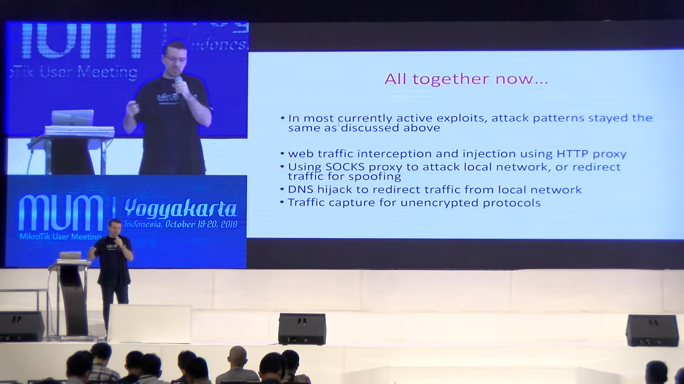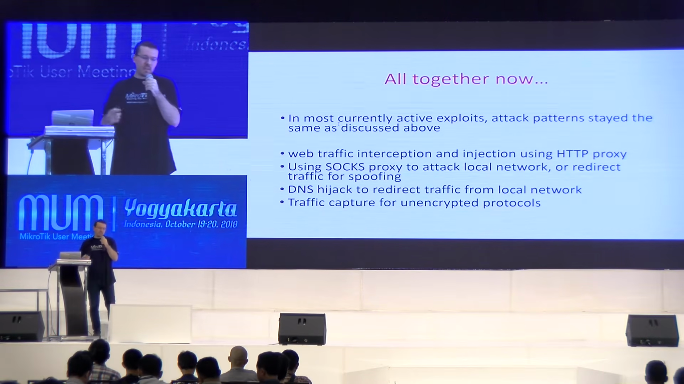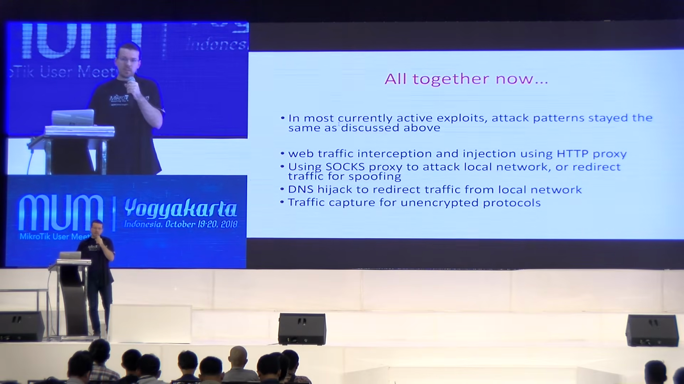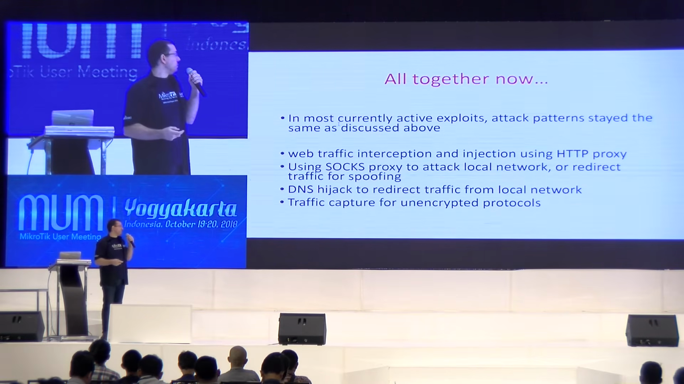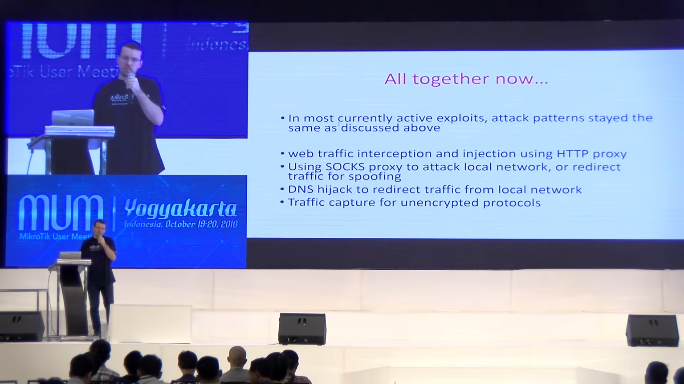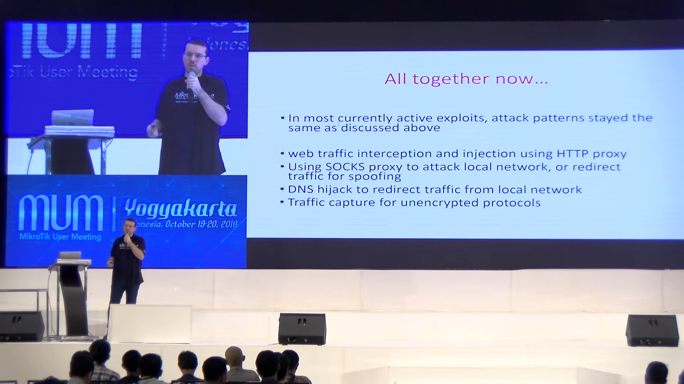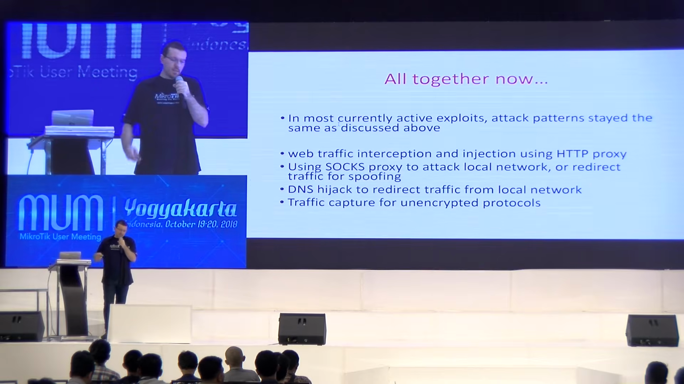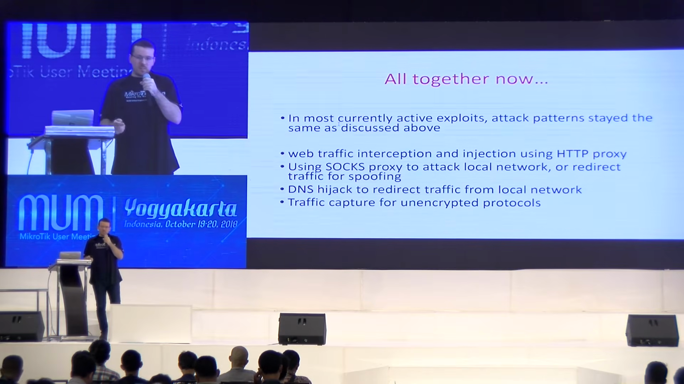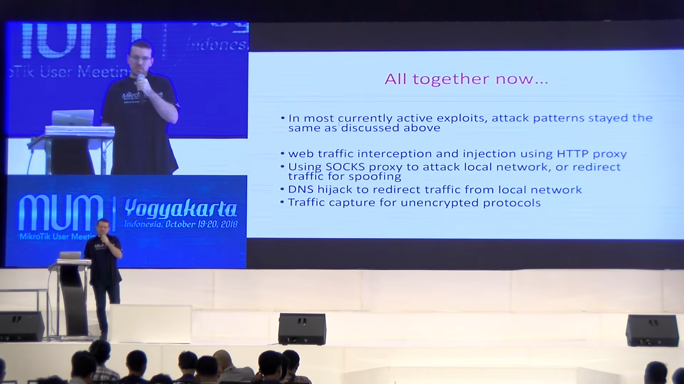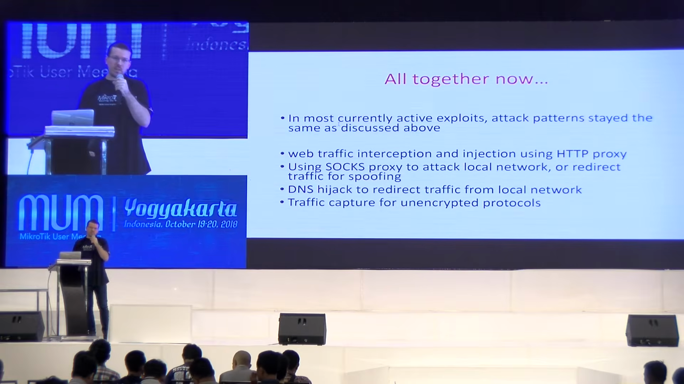In most currently active exploits going on right now around the internet, attack patterns stay the same as discussed above. Most of the currently active variants of these malwares utilize all of these tools. They intercept web traffic and inject cryptocurrency mining. They utilize SOCKS to directly attack local networks, or for spoofing of attack traffic. They hijack DNS to control DNS, and they capture unencrypted traffic. So basically, anything you do, if your router has been exploited, the attackers will know about it, because they utilize all the possible ways to capture and redirect your traffic.